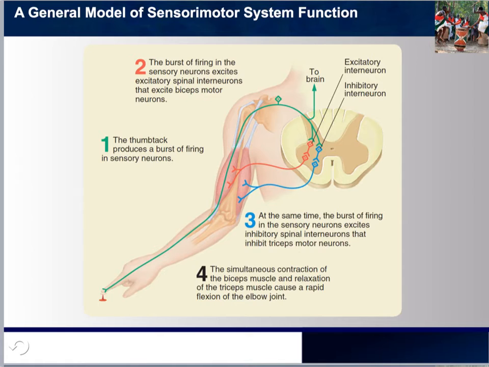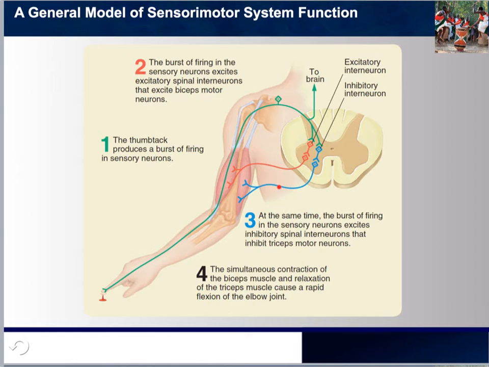You can see the finger here that gets injured by accidentally touching a thumbtack. This would produce a burst of firing in sensory neurons, afferent neurons, that are sent over through the dorsal horn and the spinal cord. This would activate the burst of firing of the sensory neurons to excite the bicep motor neurons. This would allow the muscle to contract, as it would actually bring this closer to the shoulder.